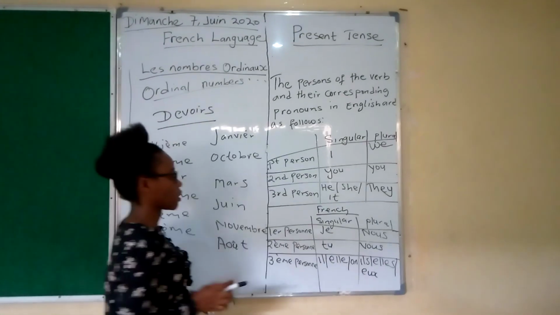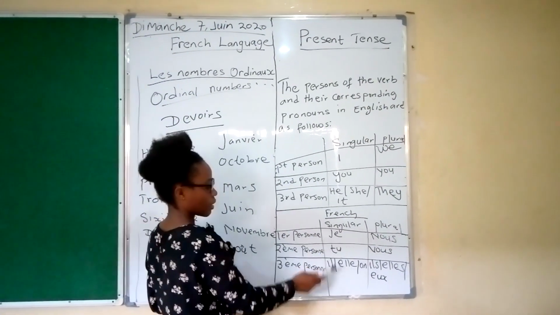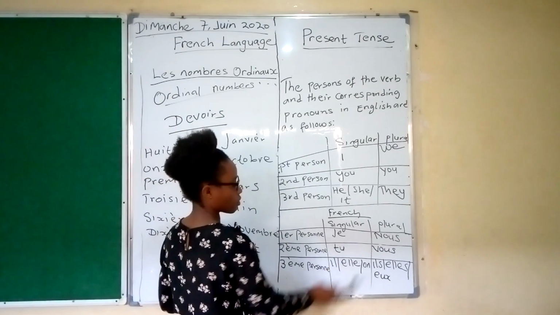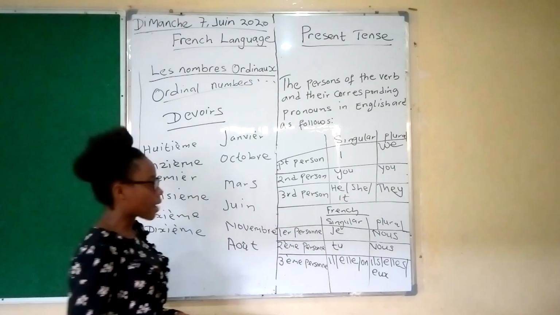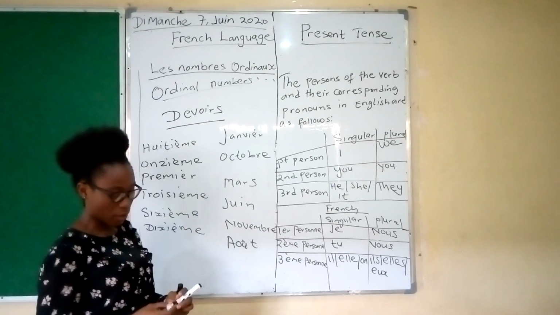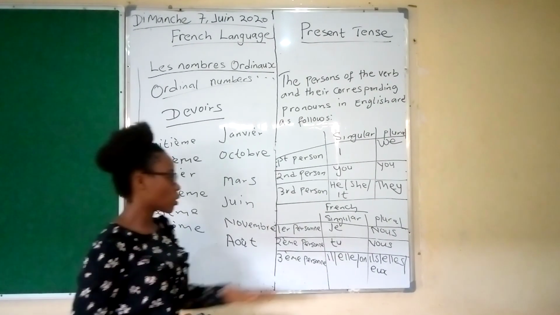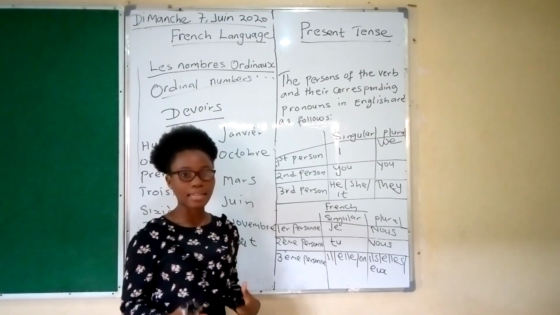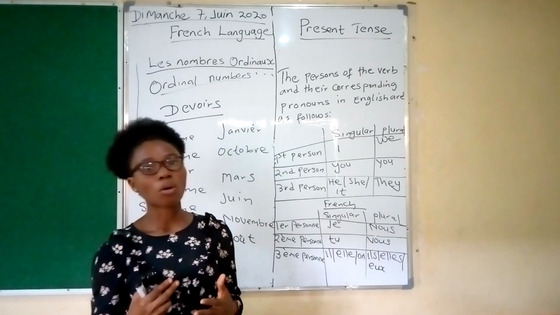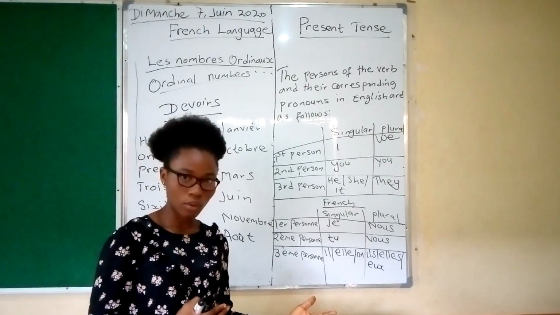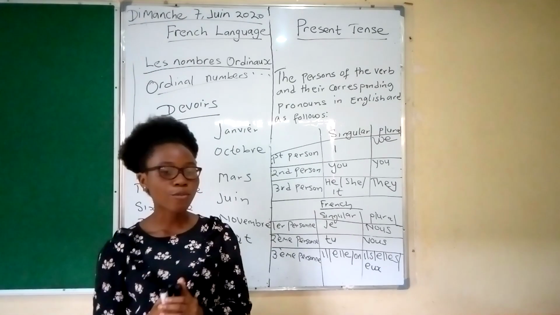So let's take it over again. Je, nous, tu, vous, il, elle, on, ils, elles, eux. Okay? Alright. These are some of the pronouns in French, the forms in which we use them. So in our next class, we'll start learning how to use them to make sentences and conjugate the corresponding verbs that will be used alongside these different pronouns.